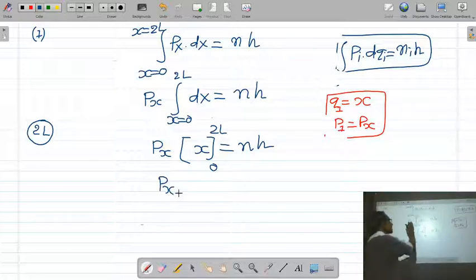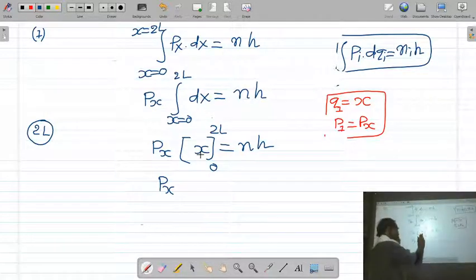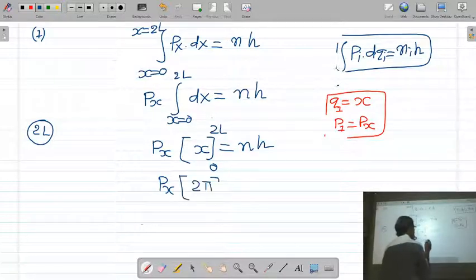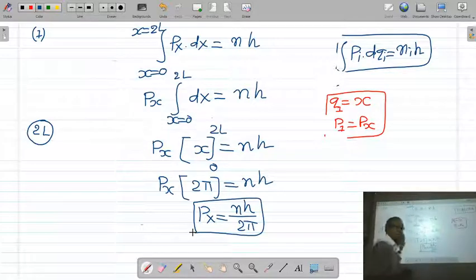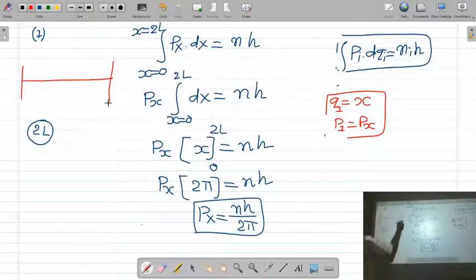Here px is the constant value of the momentum of the particle moving in the one-dimensional box. It is constant, so it is taken outside the integral. The integral of dx, with x from 0 to 2l, gives nh. If you put in the limit, it is px into 2l is equal to nh. So px is equal to nh upon 2l. This equation gives the momentum of the particle moving in a one-dimensional box.